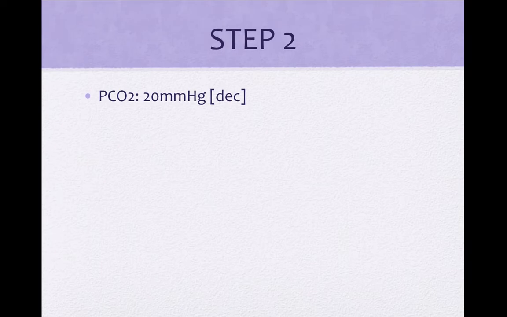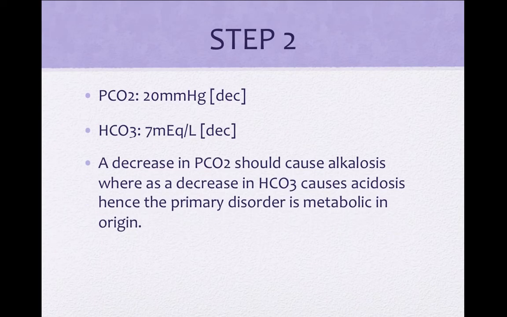Step 2 was to determine the primary disorder. Now we know that PCO2 and HCO3, both of them are decreased. But if PCO2 was decreased, then it should have caused alkalosis, and a decreased HCO3 causes acidosis, which is the case over here. Hence, the primary disorder is metabolic in origin. Hence, this is metabolic acidosis. As you may notice, words are getting added to the diagnosis, and that is the purpose of our steps.